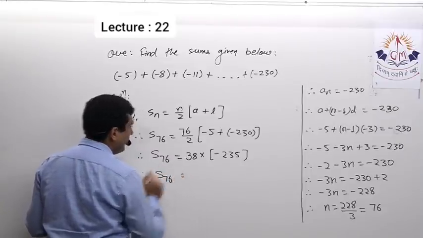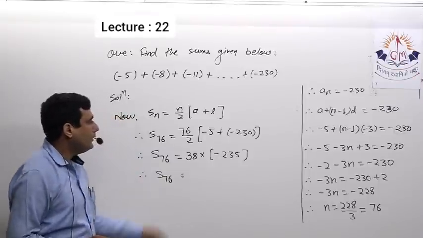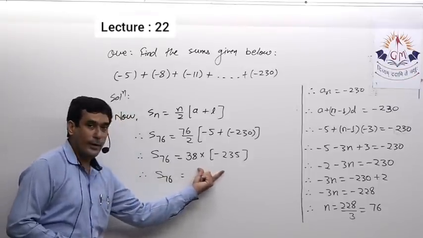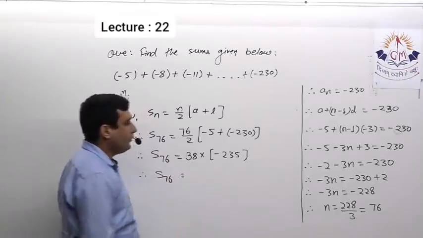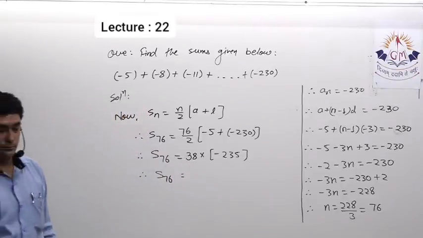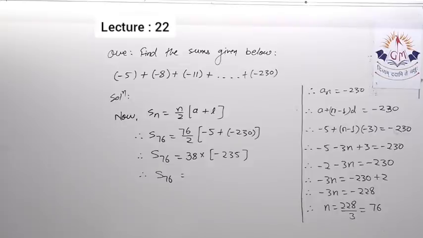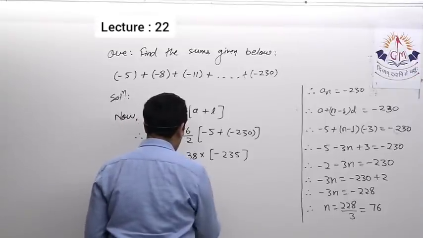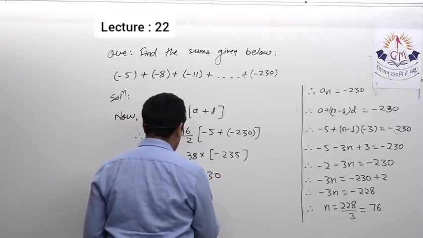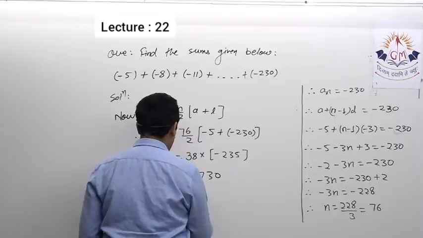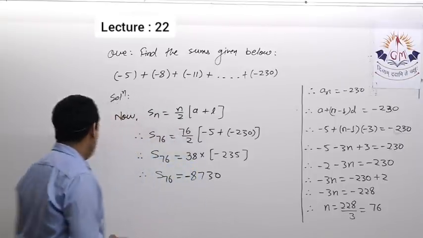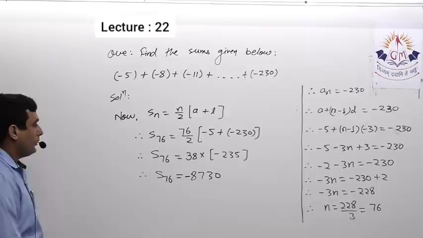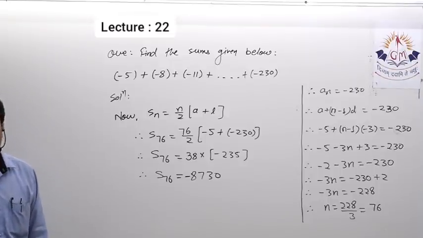S76. Okay, so think for a while, sorry, calculate on your own, then I will give you its solution. Okay, so if you multiply these two, you will get 8730 with a negative sign. Okay, 8730. So please note it down, then we'll see the next question.